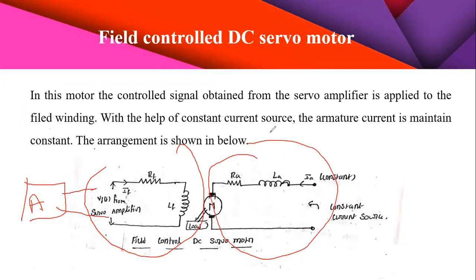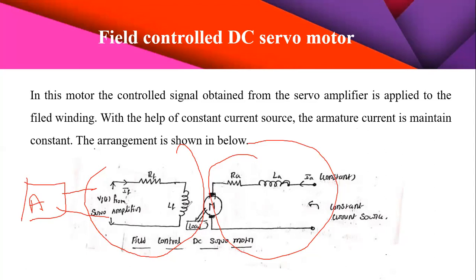With the help of a constant current source, the armature current is maintained constant. So we are going to control this from the field side. That's why we are keeping the armature winding as a constant current source. Now it should be constant. The only variable is on the field side. Based on this variation, we can control the speed of the DC servo motor. That's why it is called a field control DC servo motor, because the controlling action happens from the field winding side, and here the armature winding is kept constant.